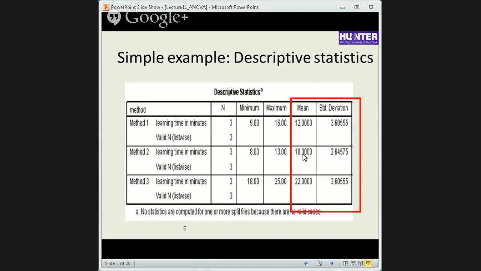So the null hypothesis is going to be that the population means for an infinite number of people trained by each of these 3 methods is the same. And here's what we are observing for this small sample of n equal to 9.